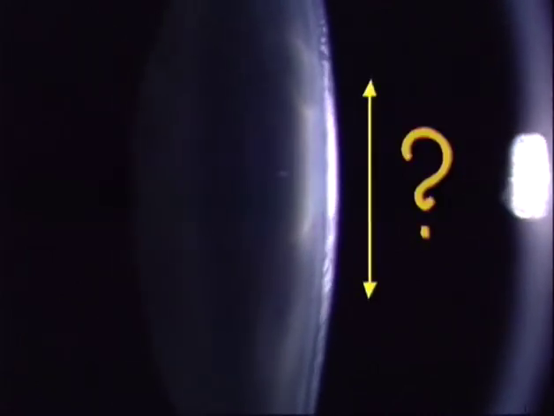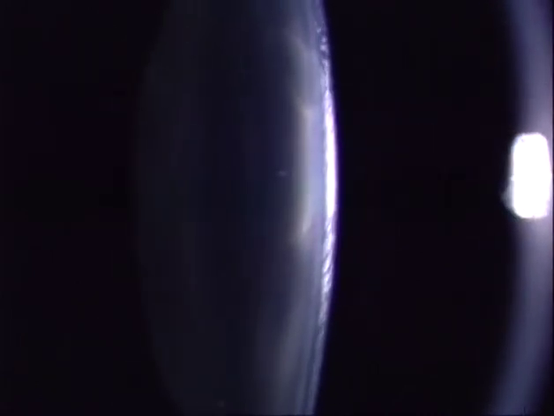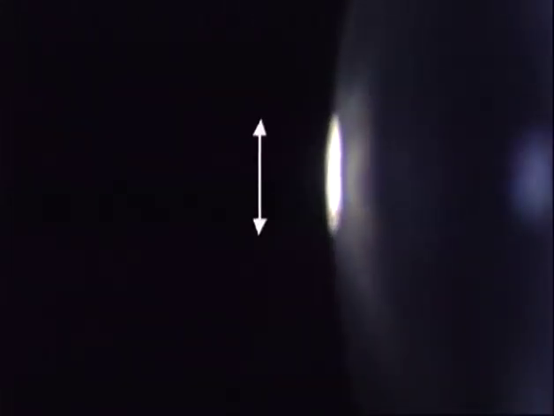Which factors determine the size of a specular reflex? With a normal lens, the specular reflex is larger at the anterior lens surface, which is flatter, and the reflex is smaller at the posterior surface, which is more curved, because for a given light source, the size of the specular reflex depends on the curvature of the surface.